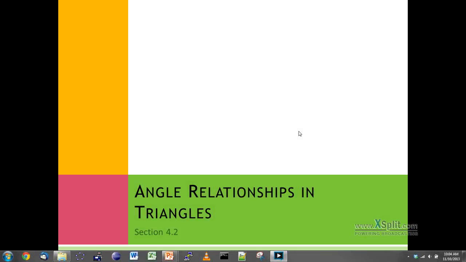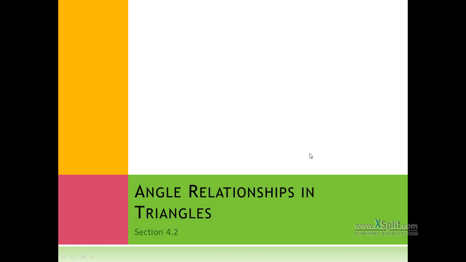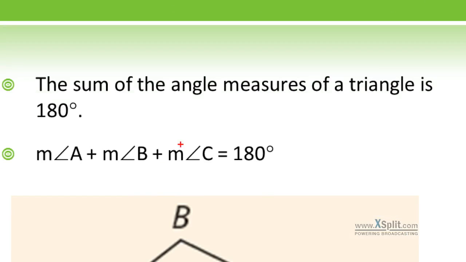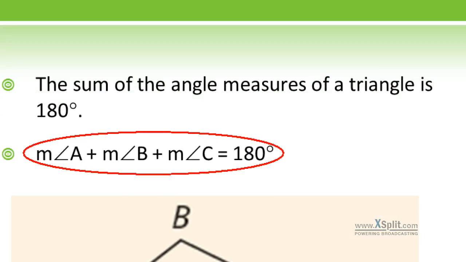Hello, ladies and gentlemen. Today we're going to be examining angle relationships in triangles, and in particular we're going to be examining three different theorems that are associated with triangles and their angle measures. The first one is something that you've probably heard several times before, that all of the angles of a triangle need to add up to 180.